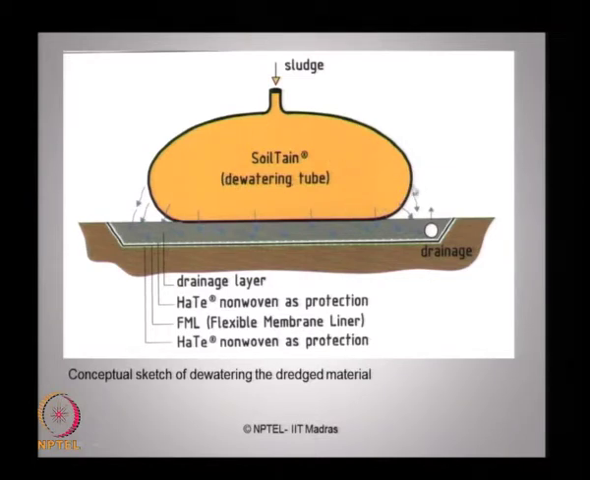This water, which is escaping from the dewatering tube, passes through a drainage layer, which is again laid over a non-woven geotextile layer as a protection, and there is a flexible membrane layer which is housed between the non-woven layers to protect it. This is the drainage arrangement you see here, which drains out the water from the dewatering tube. Of course, there are an extensive number of dewatering drains available separately in the drainage area, which exit this water, which is collected later and then disposed of safely.